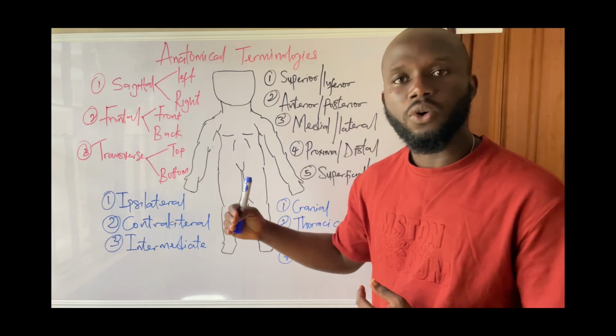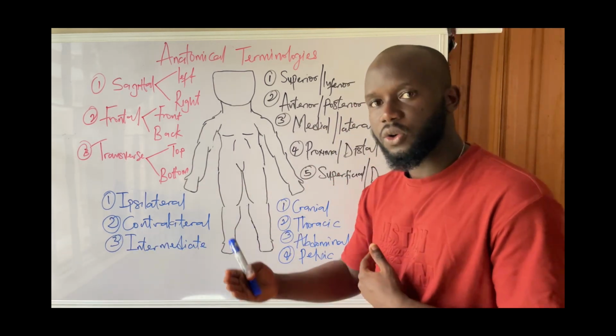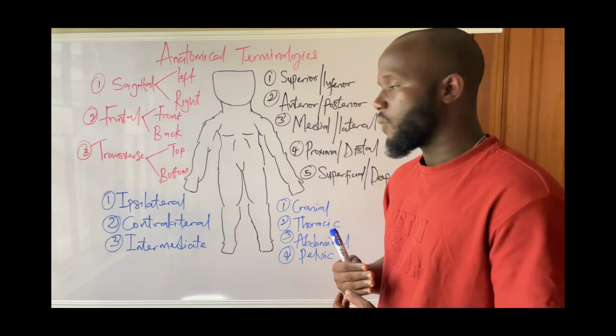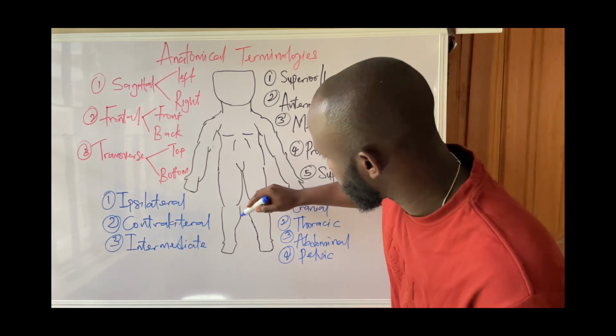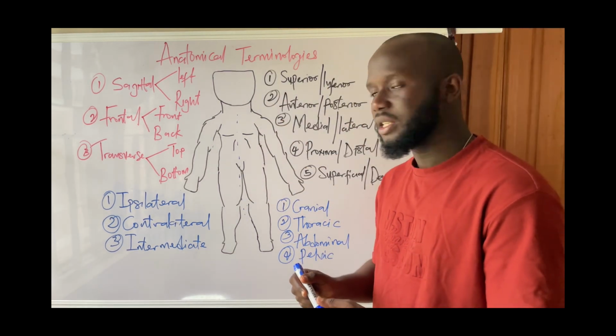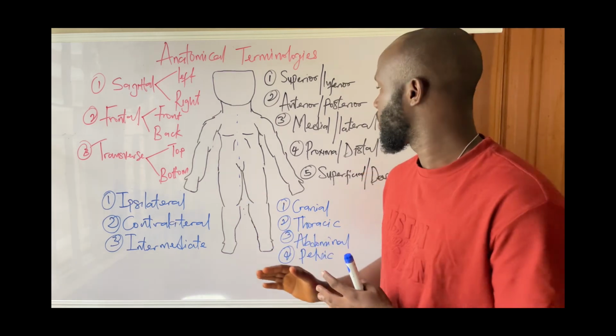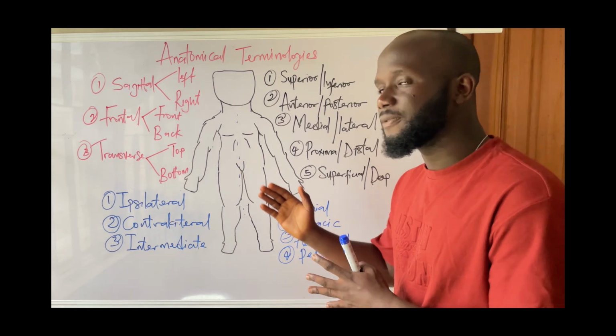When we say anterior, we are saying it is closer to the front, and for posterior, it is closer to the back. When we say something is medial, it is closer to the midline of the body. So if there's a line drawn at this juncture, we are saying that something is medial to it. That means it is closer to the midline. And when we say something is lateral, it is further away.